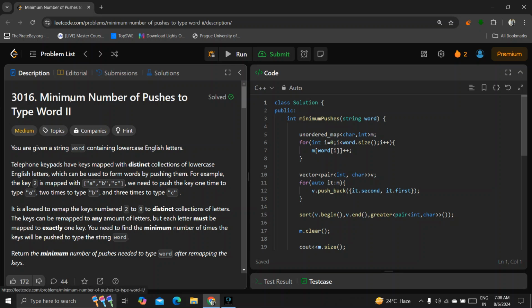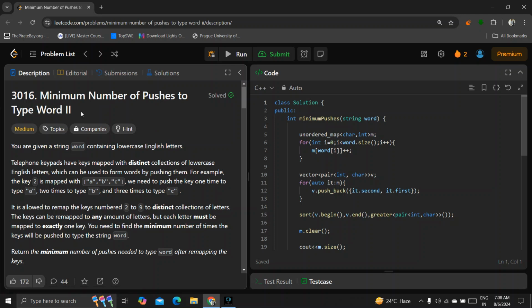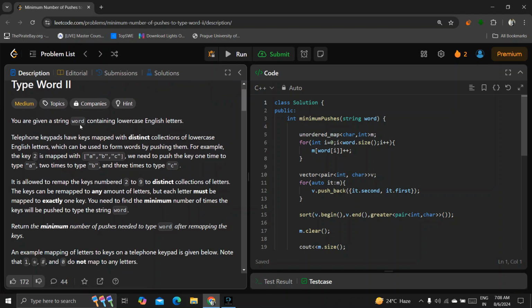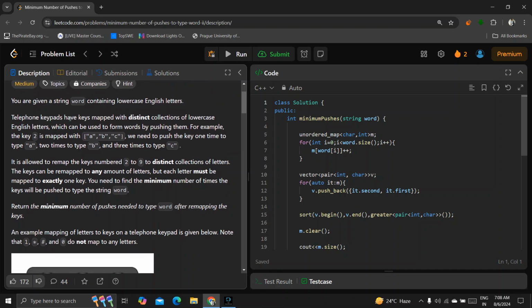So today's LeetCode daily challenge problem is Minimum Number of Pushes to Type Word II. Basically, you are given a string word containing lowercase English letters, and a telephone keypad whose keys are mapped to a distinct collection of lowercase English letters, which can be used to form words by pushing them.